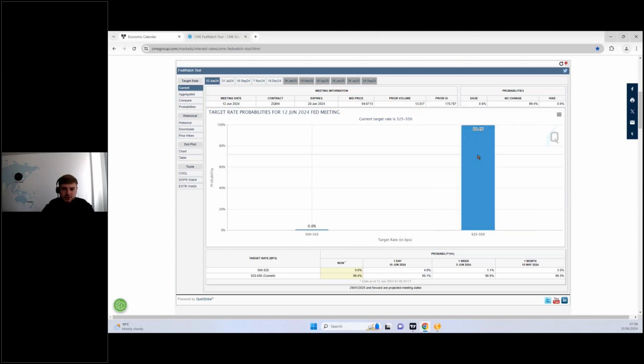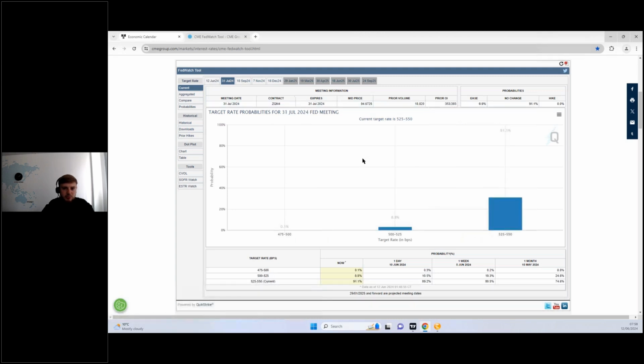Now, there's a 99.4% chance of interest rates remaining the same at today's meeting. So no chance of an interest rate adjustment at today's meeting come through to July. And there's a 91% chance that we do not get an interest rate cut in July. So it's pretty much guaranteed we get no cut in July. It is as close to guaranteed as you're ever going to get.